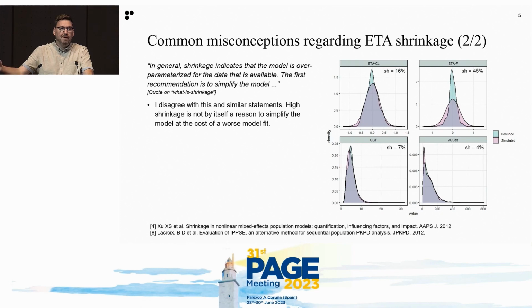And if we go one step further to the AUC at steady state that depends on this clearance over F parameter, we will see that the shrinkage further diminishes all the way to 4%. Simplifying this model by removing the random effect on, for example, the oral bioavailability would in no way have improved this model or led to a better, for instance, sequential PK/PD analysis.